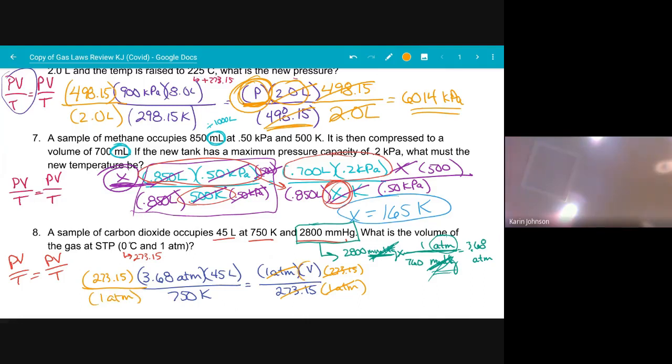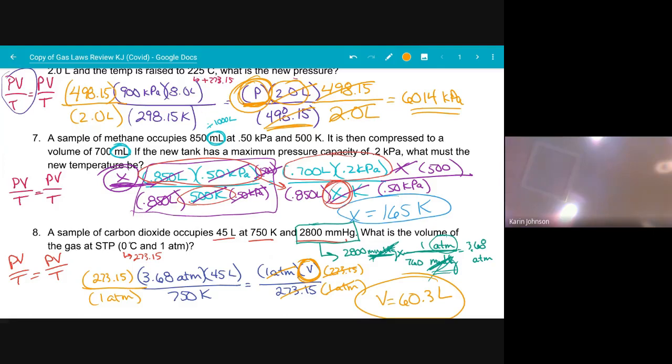And now I have V all by itself. And so now 273.15 times 3.68 times 45 equals, divided by 750, and we should get 60. V equals 60.3 liters.